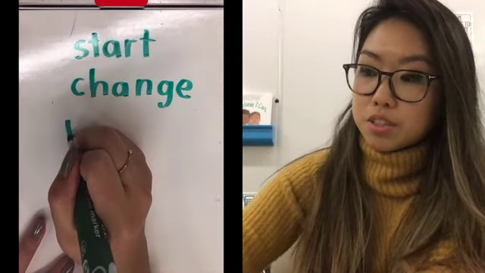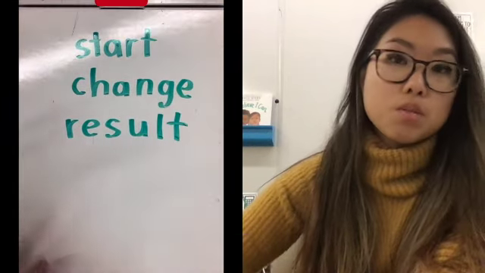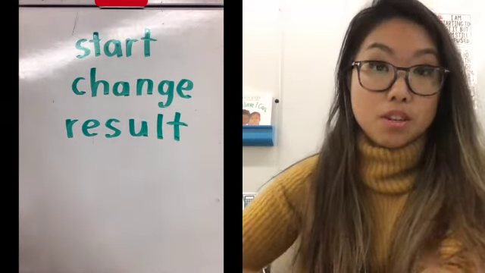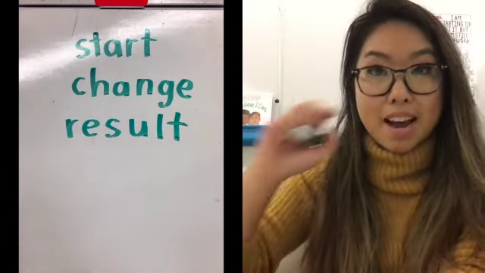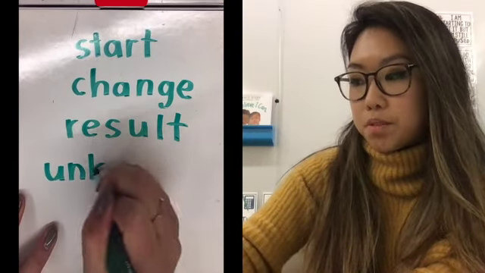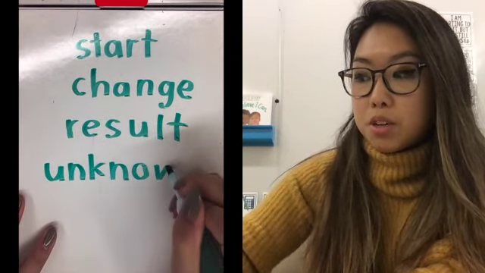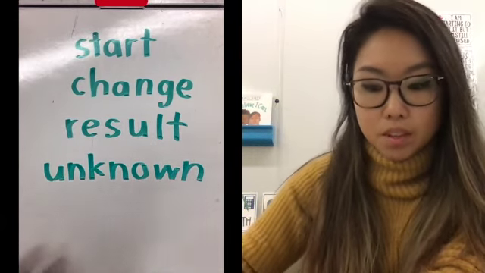And then result. The result is what happens when the change happens. So after the change happens, the result is what's after. And you also heard me say the word unknown. So when we talk about an unknown, it's what we don't know in the word problem. It's kind of what we're solving for.